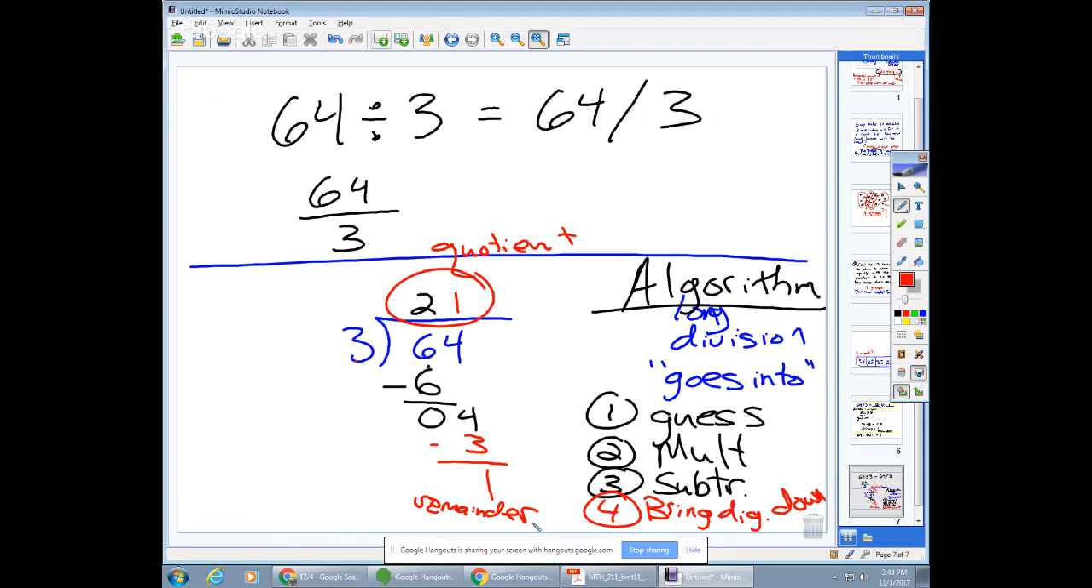Now, we've all learned you could take this farther if you wished with decimals, but when kids first start doing long division, they have not gotten in touch with decimals yet. So that's the long division algorithm.